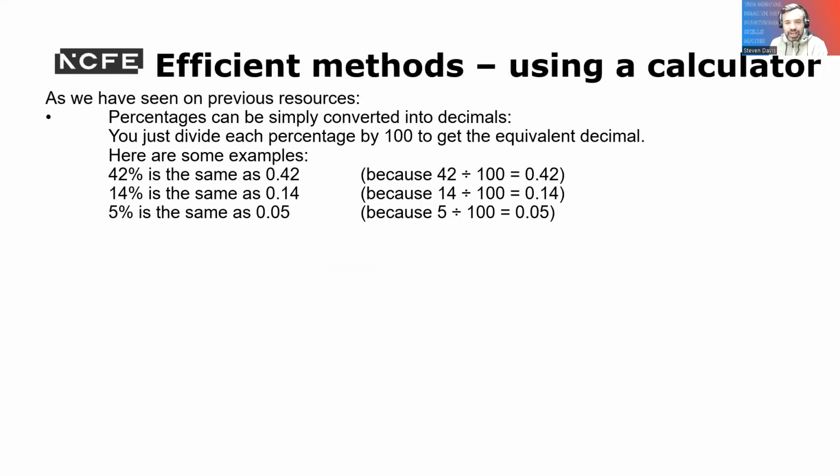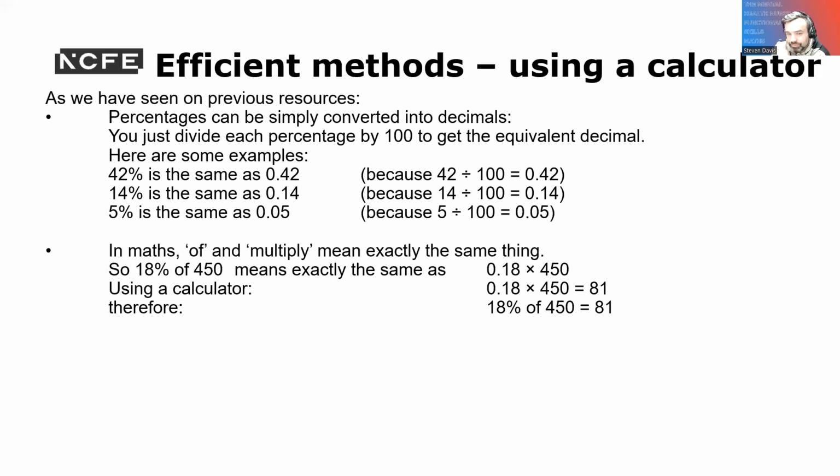So using a calculator then, effective methods using a calculator. Percentages can be simplified by converting them into decimals. So you just divide each percentage by 100 to get the equivalent decimal. So here are some examples. 42% is 0.42. That's because 42 divided by 100 is 0.42. 14% is the same as 0.14. That's because 14 divided by 100 is 0.14. And 5% is the same as 0.05.